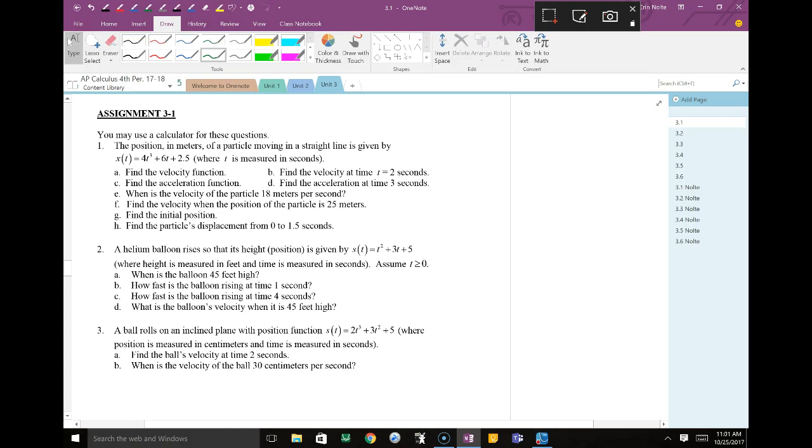Okay, so we have a position of a particle moving on a straight line. Notice it's a cubic function. Find the velocity function. Well, this is easy. Anybody know what our velocity function is? The derivative? Anybody get 12t squared plus 6?